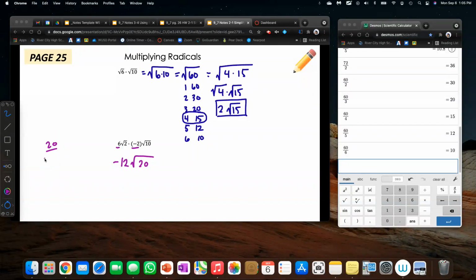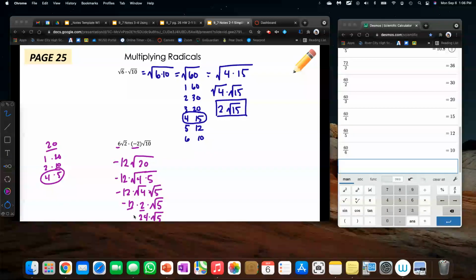So factor pairs of 20: 1 and 20, 2 and 10, 3 doesn't work, 4 and 5. And that's going to be it. So looking here, the largest perfect square is going to be 4, with 4 and 5. So this is going to be negative 12 times the square root of 4 times 5. So it's going to be negative 12 times the square root of 4 times the square root of 5. Well, square root of 4 is 2, so negative 12 times 2 times the square root of 5. And again, we have two numbers on the outside that we can multiply, so that's going to be negative 24 times the square root of 5.